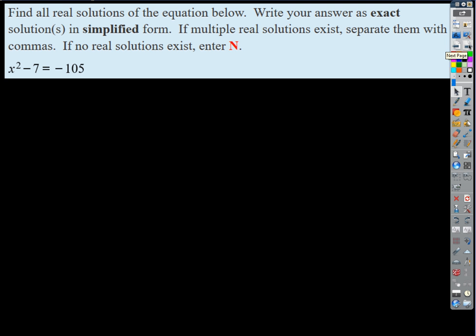Okay, what about something like this? Same kind of thing, right? What's the first step if I want to solve for x here? By isolating. And I can isolate because there's a single x. What do I do? Add 7. So that's just going to give me negative 98. Then you got a square root. Square root both sides. Okay, so then I get x equals plus or minus, right?